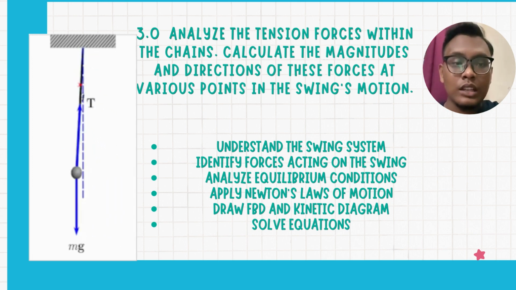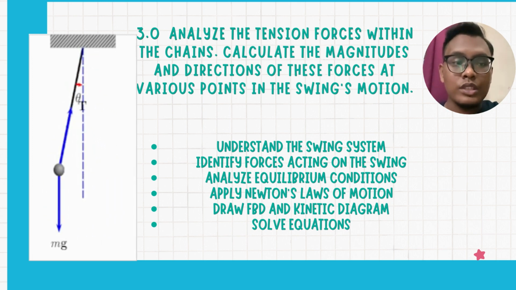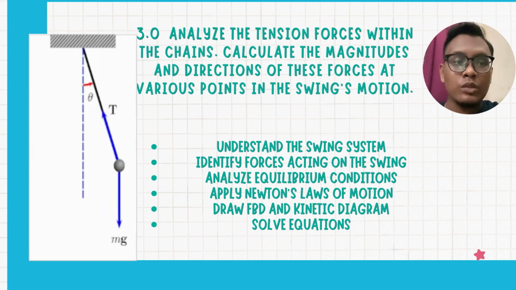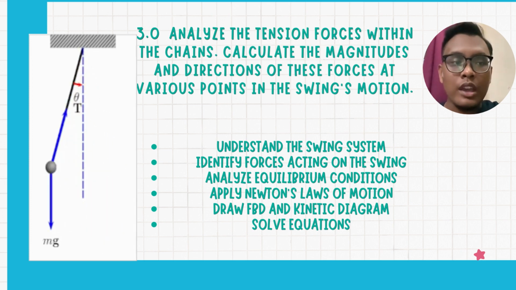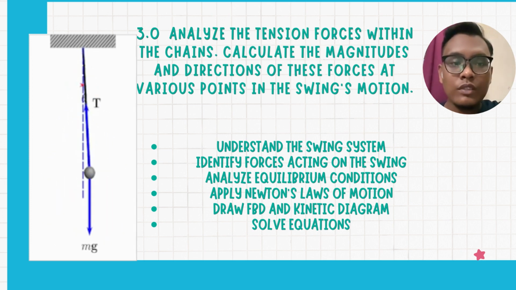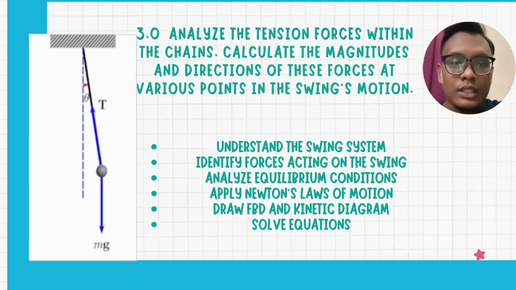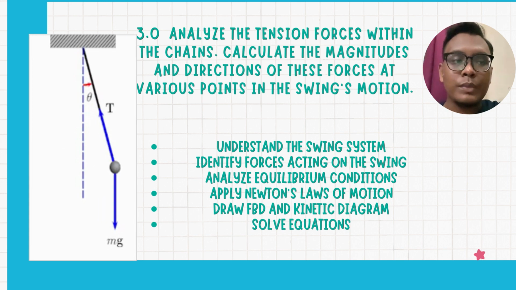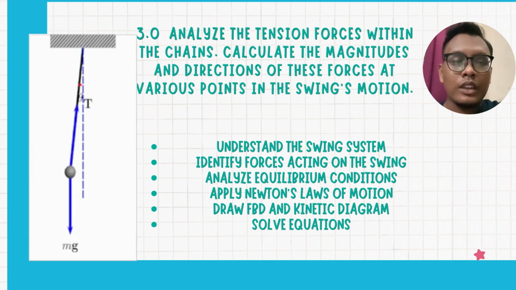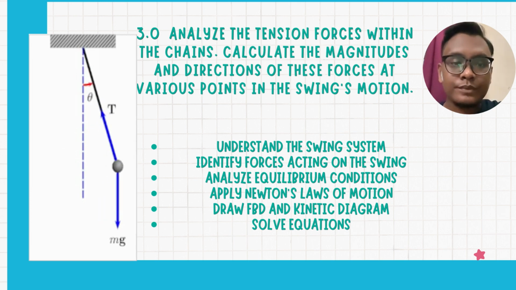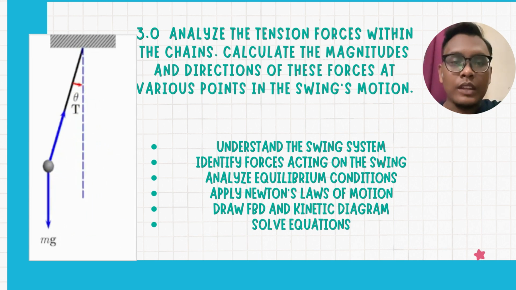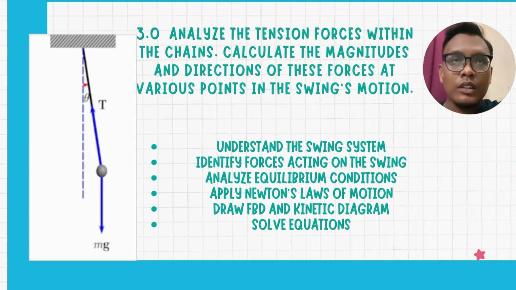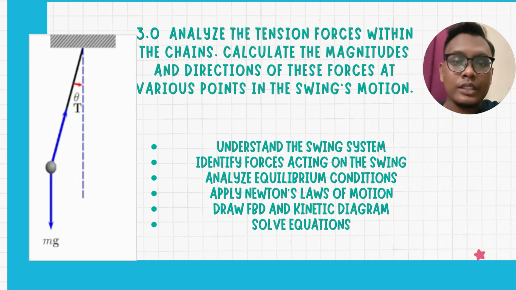Mathematically, Newton's second law of motion can be written as F equals ma, where F is the resultant unbalanced force acting on the particle, a is the acceleration of the particle, and m is the mass of the particle. And then we draw the free body diagram and kinetic diagram.